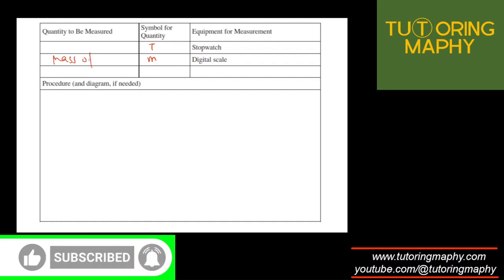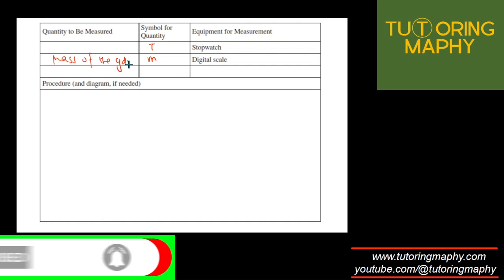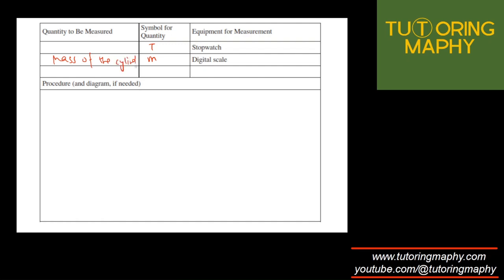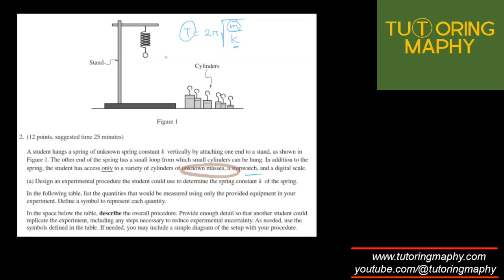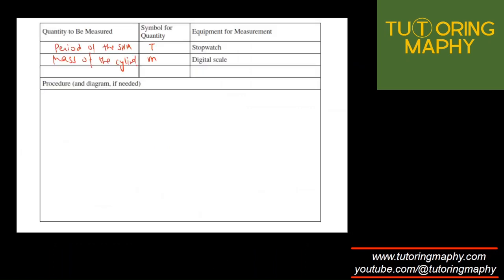So M is the mass of the cylinders, and T is the period of the SHM. Remember that it will not be an ideal SHM because there will be damping. Damping as in, since there is air resistance, it will not just keep performing to and fro oscillations forever. Obviously, it will stop after some oscillations, and that's why we need to take multiple readings so that we can average this out. So, what will be the procedure?